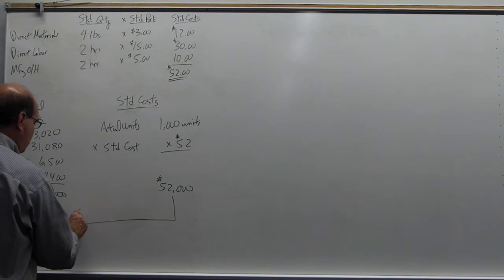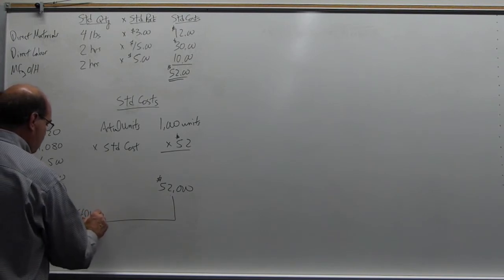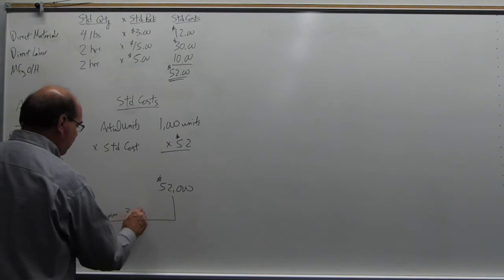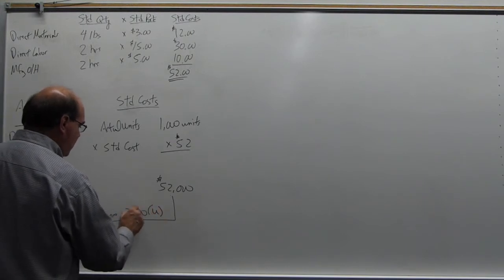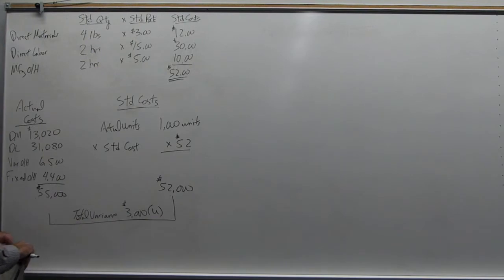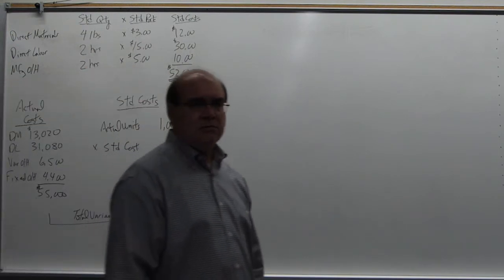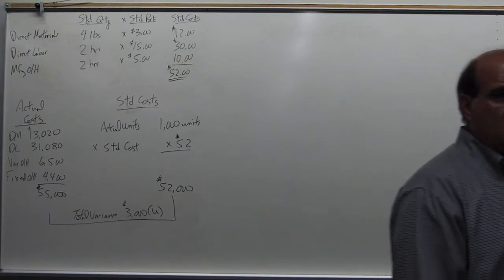This is what we call our total variance. In this case, it's a $3,000 unfavorable. U means unfavorable, F means favorable, because the actual costs are higher than the standard cost. And you want to know why. What happened? There goes my bonus. Okay?